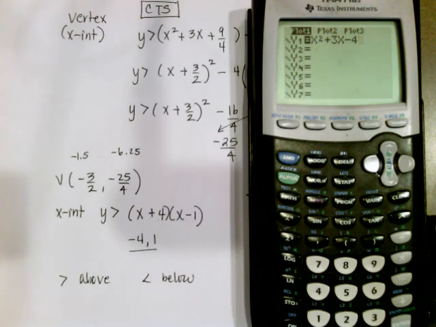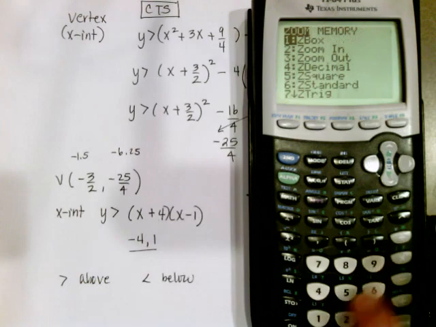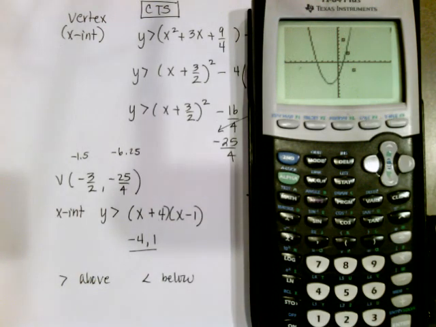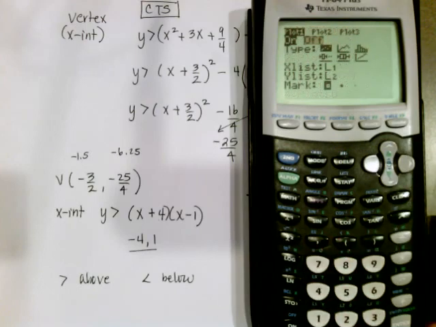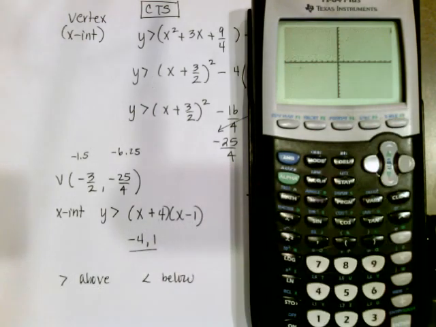And notice I'm in the y equals. And then what I'm going to do is a zoom 6. Because a zoom 6, oops, I need to turn my stat plots off. Second stat plot, I don't want to see that, so I'm going to turn it off. And I'm going to go back to my graph. Alright, so there's the parabola, and that's basically what we got.